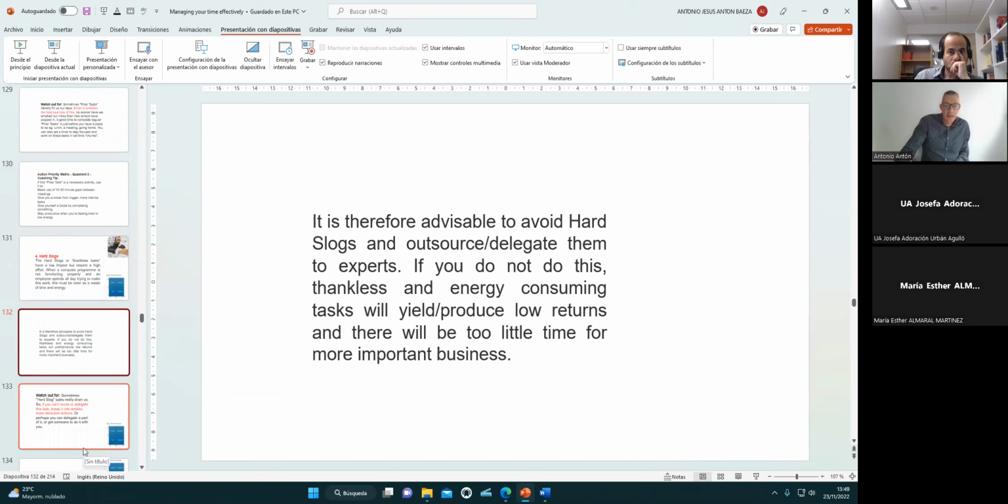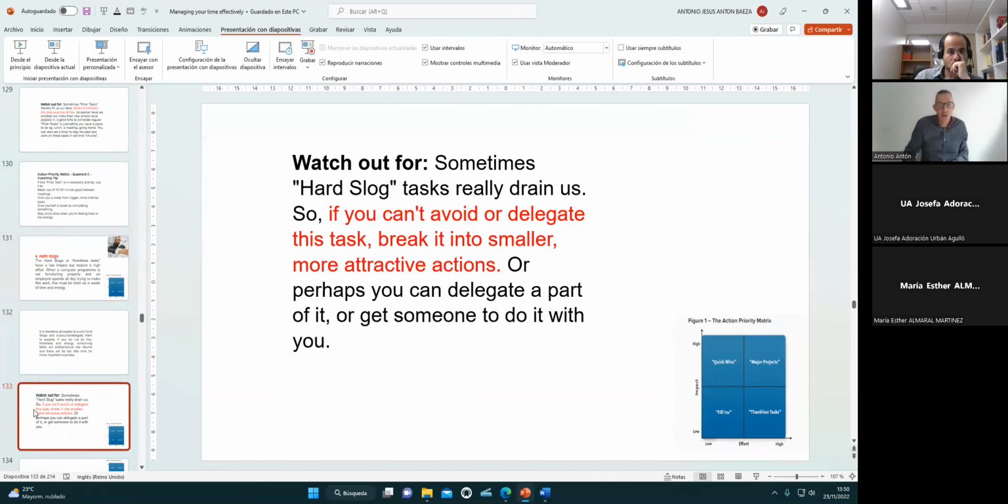Very well. Therefore, avoid it. Hard slog. You need to avoid it. Why? Well, this is a process that involves a lot of energy and produces low returns, so it's not worth doing. So what am I to do? Well, my suggestion is you avoid it or delegate.